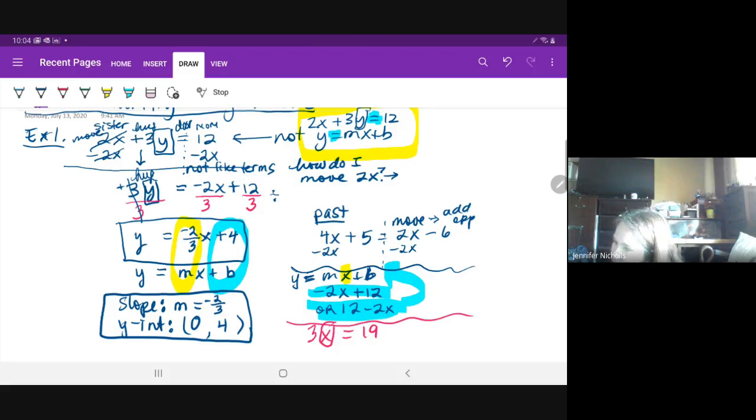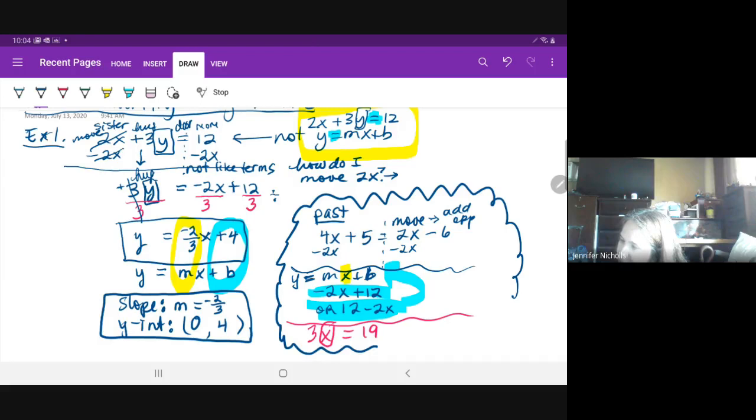So this part right here, let's put it in a bubble if you wrote it down. I do recommend you writing down anything the teachers write on the board. Over here, I'm going to put divide by 3.